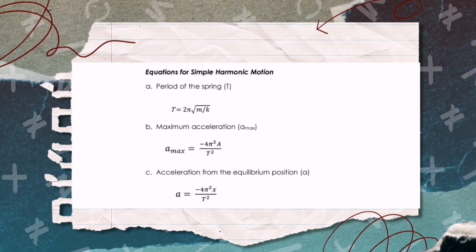Again, the negative sign means the acceleration pulls the object back toward the center. That's why it keeps oscillating. So in summary, the first equation tells us how long one oscillation takes. The second shows the fastest acceleration. And the third shows the acceleration at any position. These equations together describe how an object moves in simple harmonic motion. Smooth, repetitive, and always balanced by a restoring force.